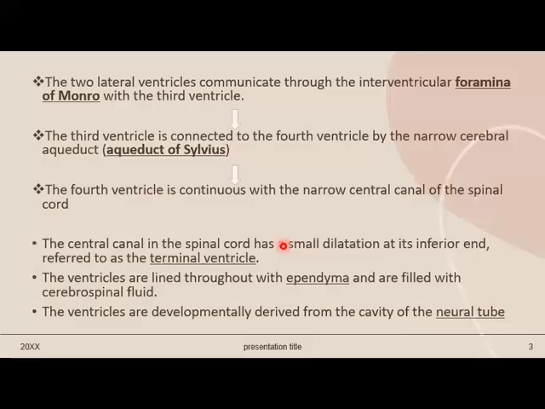The two lateral ventricles communicate through the interventricular foramen of Monroe with the third ventricle. The third ventricle is connected to the fourth ventricle by the narrow cerebral aqueduct of Sylvius. The fourth ventricle is continuous with the narrow central canal of the spinal cord. The central canal in the spinal cord has a small dilatation at its inferior end, referred to as the terminal ventricle. The ventricles are lined throughout by the ependyma and are filled with cerebrospinal fluid. The ventricles are developmentally derived from the cavity of the neural tube.